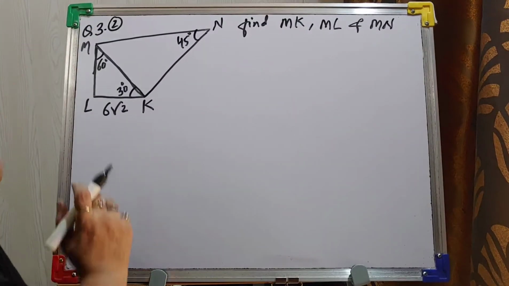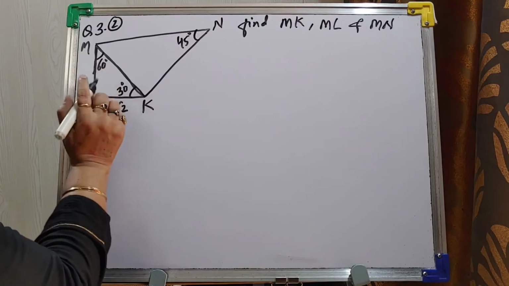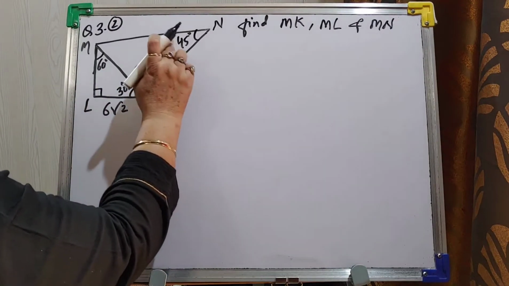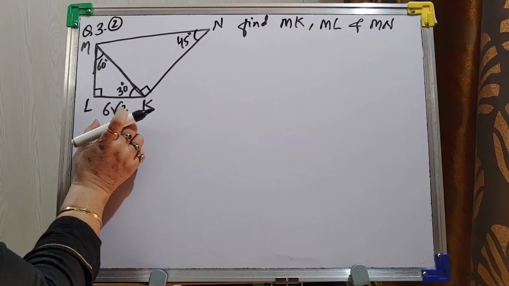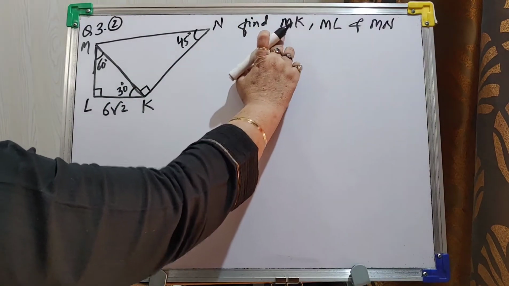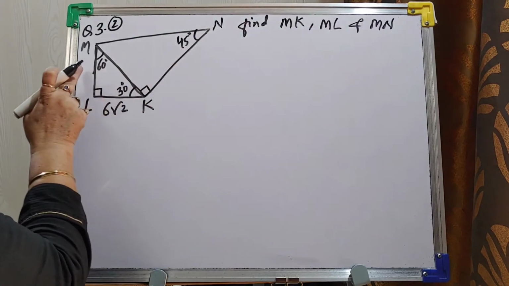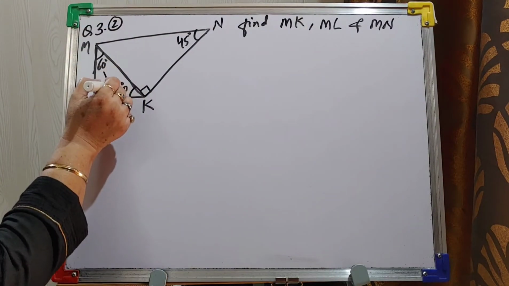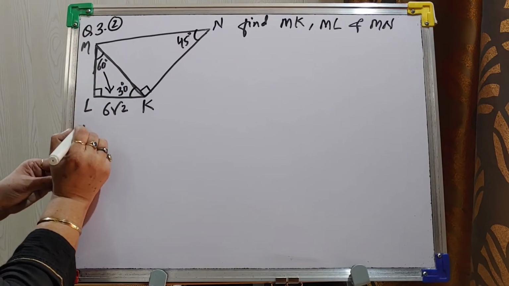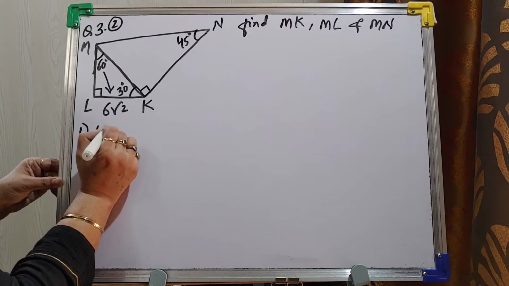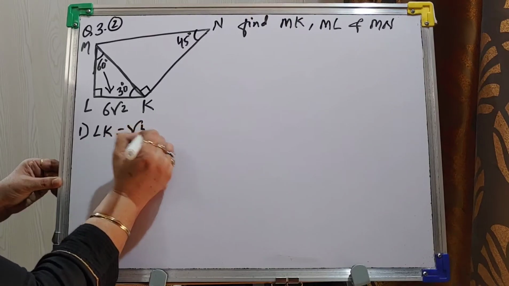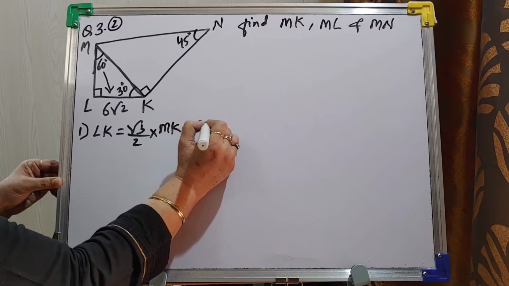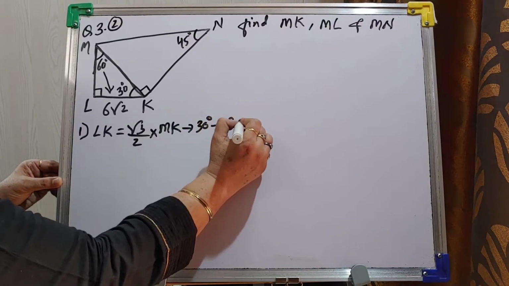Students, look at the board. Now this triangle is given 30, 60, 90 triangle. And in this is 90 degree, this is 45. LK is given. You are asked to find MK, ML and MN. Now first of all, this is opposite to 60 degree. And you know that side opposite to 60 degree is root 3 by 2 of hypotenuse. According to 30, 60, 90 theorem.